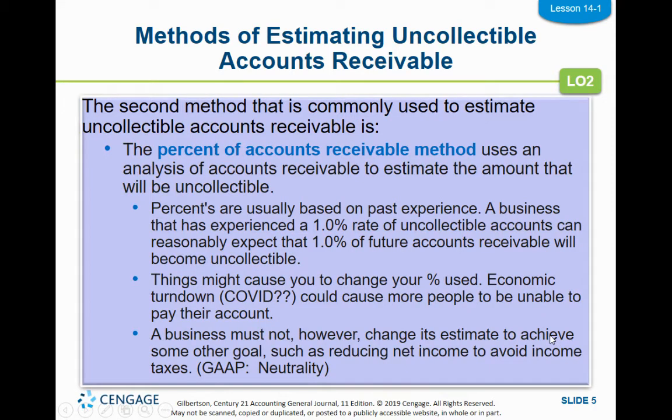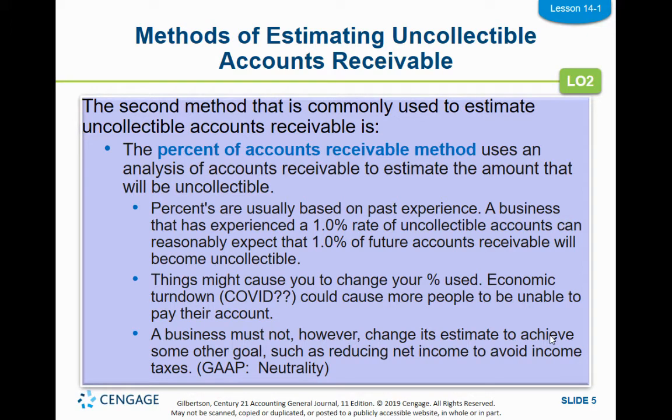The second method is called the percent of accounts receivable method. The first one was the percent of sales. You predicted your sales. This is percent of accounts receivable. The percent of accounts receivable method uses an analysis of the accounts receivable account to estimate how much you think is going to be uncollectible. Percents are typically, again, based on past experience, like I said.